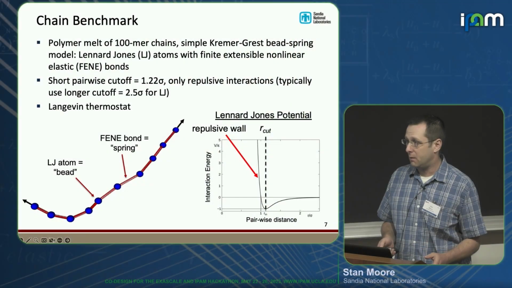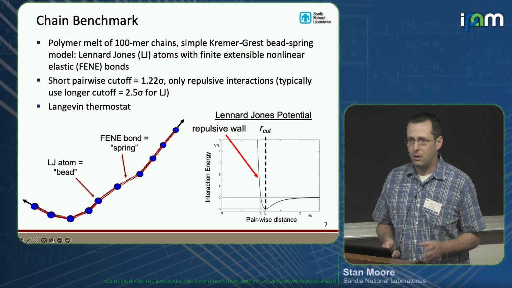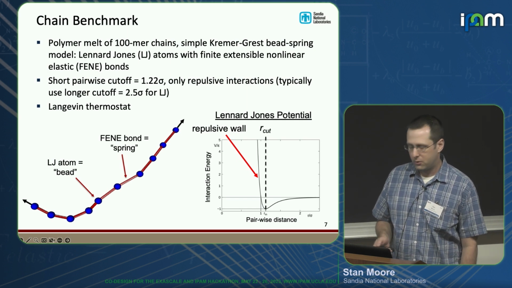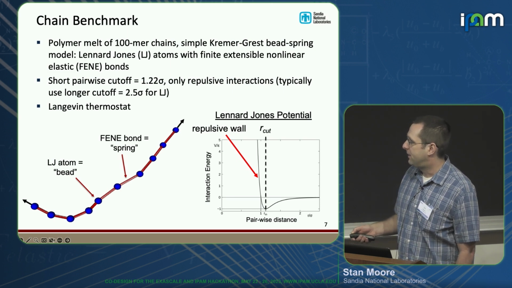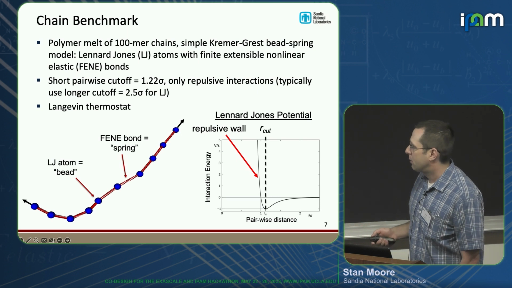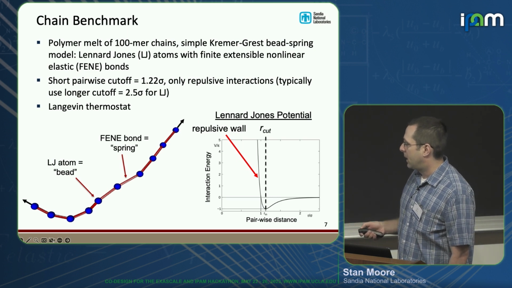Okay, so there are several different benchmarks in LAMMPS. We call them the standard benchmarks. The most famous is the Lennard-Jones benchmark. Today I'll be talking about the chain benchmark. This is a polymer melt of 100 atom chains. It's a simple bead spring model. So you have Lennard-Jones as the bead, and then a FENE bond, which is similar to a harmonic bond, as the spring. It uses only repulsive pairwise interactions.